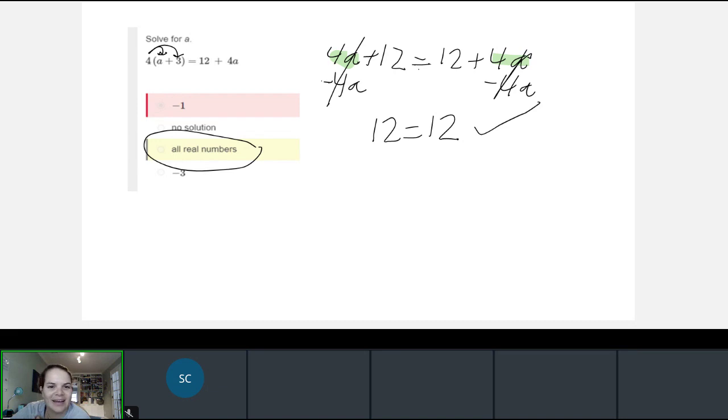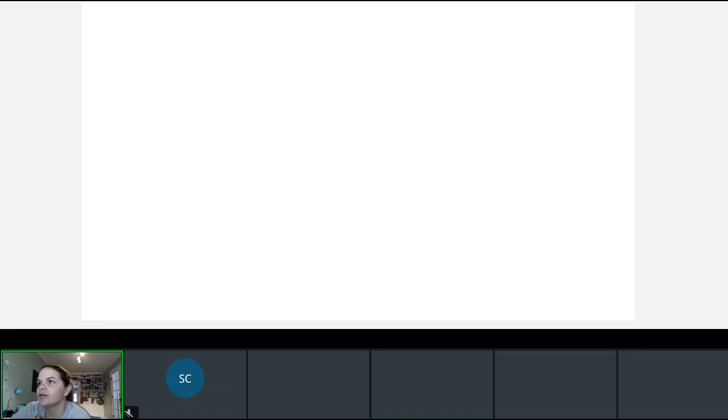Okay, let me put this other one up here. Alrighty, so this one says solve for x. So we first find x right here. So I asked myself, okay, what's happening to x? Well, it's being multiplied by 6, we're subtracting 2, and it's being divided by 4.